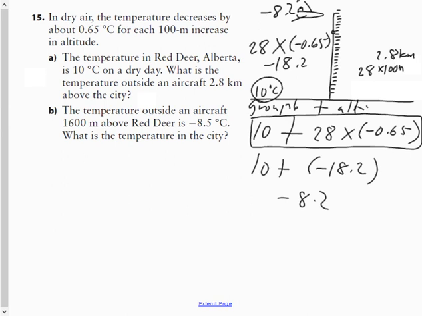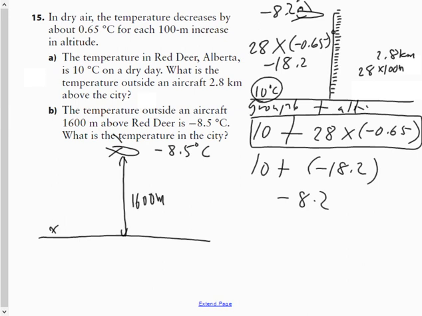And the last one, part B, says the temperature outside an aircraft 1,600 meters above Red Deer is negative 8.5 degrees. What is the temperature in the city? So this is slightly different. We don't know what the temperature in the city is, so it's going to be X degrees Celsius. But up in the plane, we know that it's negative 8.5 degrees Celsius. And the plane is 1,600 meters above the ground.